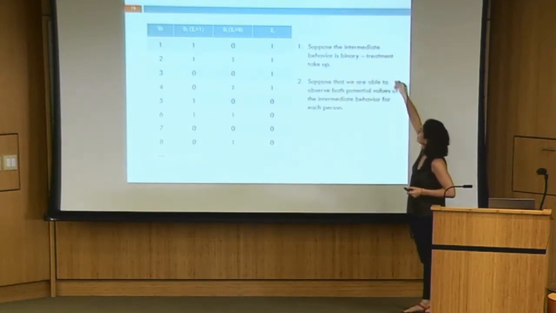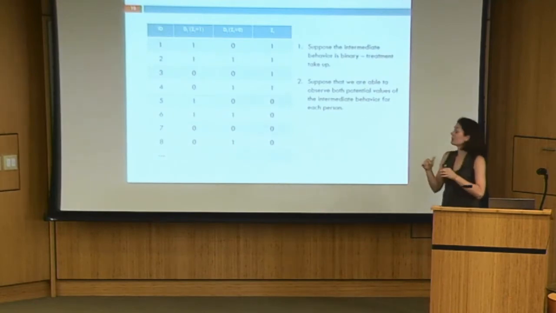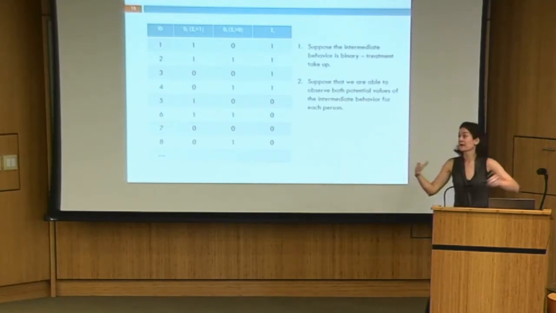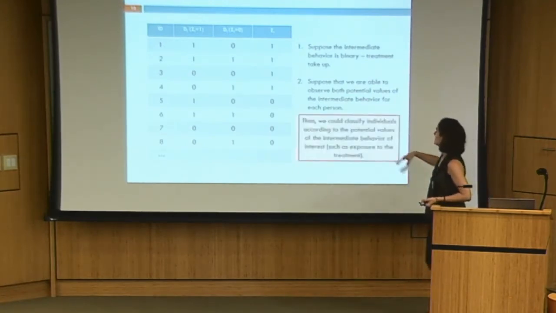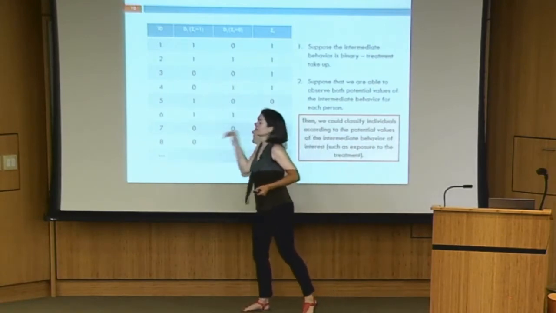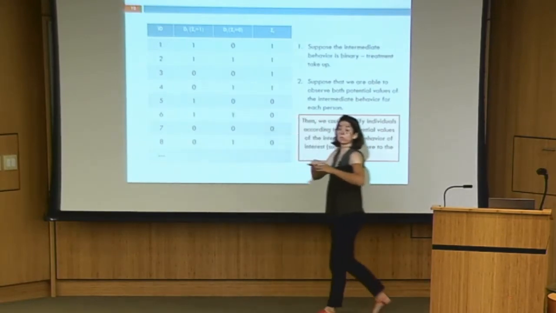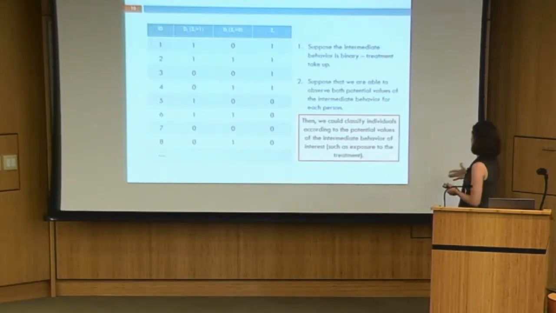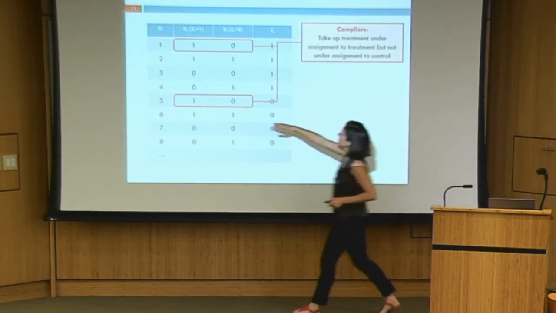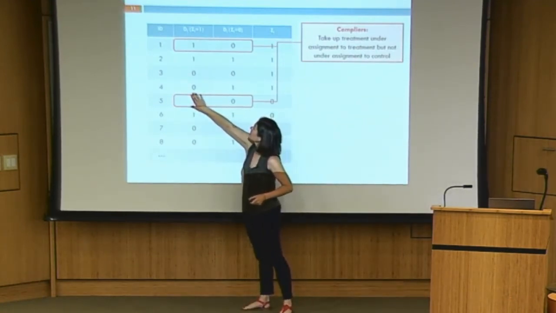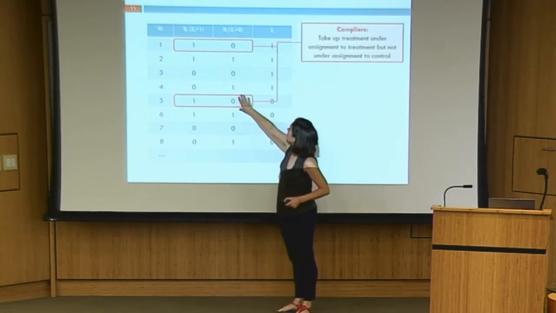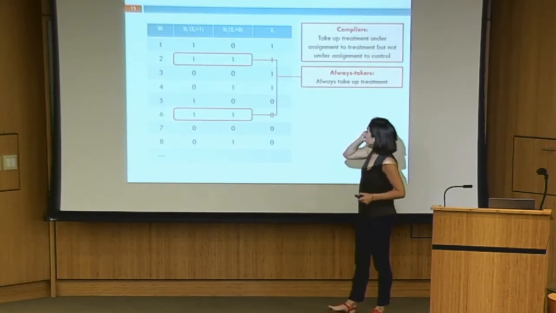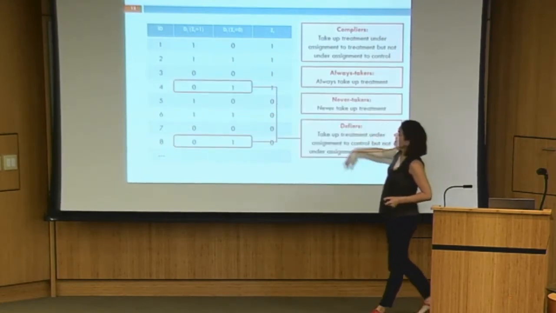And we're going to talk about treatment take-up here. And suppose for the time being that we're omniscient, we're able to observe both potential intermediate behaviors for each person. If we were in the world of complete data, then we have perfect information. We can classify everybody in terms of the group that they belong to. Okay, so here are our compliers. They're those who take up the treatment under treatment and don't under control. We have our always takers. They're always going to take up our intervention or whatever it is. We have our never takers and then our defiers.